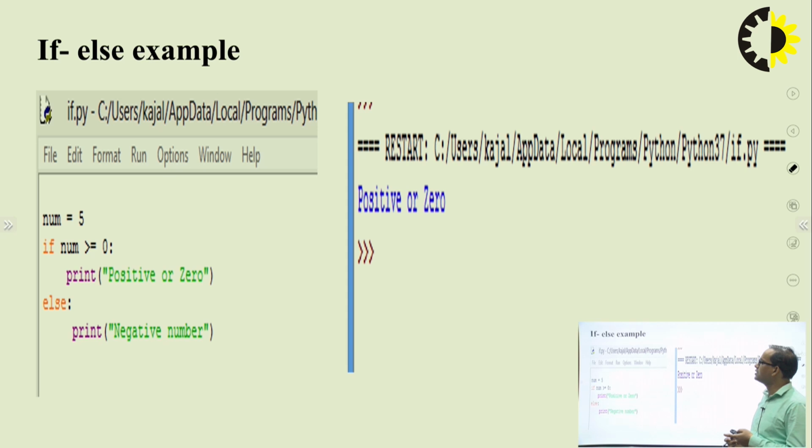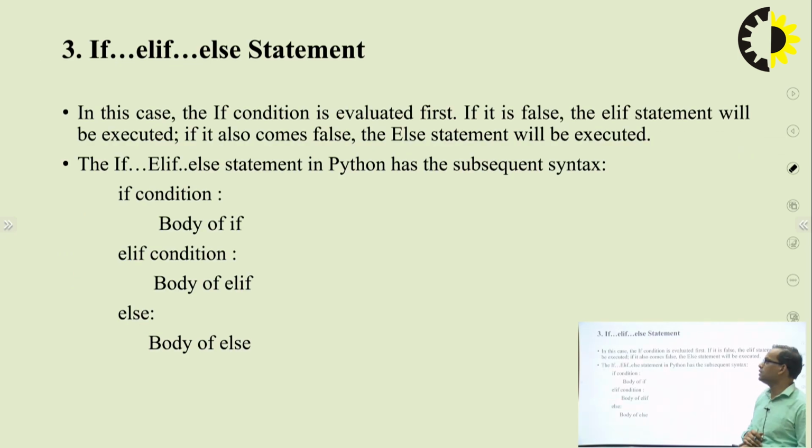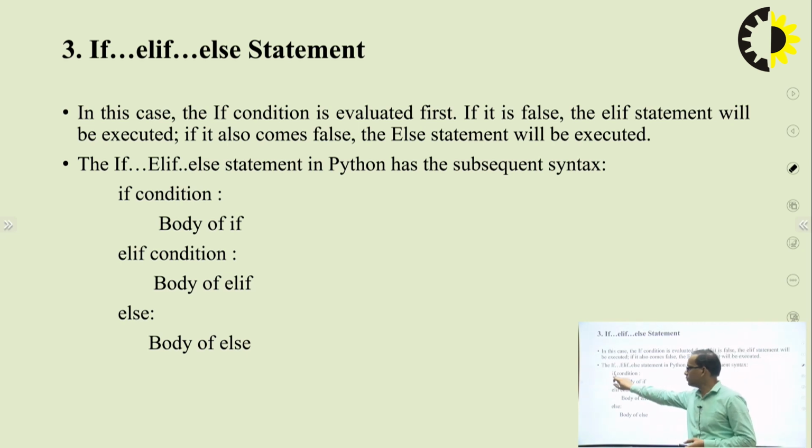Let's see the next conditional statement. The next conditional statement is the if elif else statement. This is also known as the if else if ladder. When we have to check multiple options, we use this conditional statement. The syntax is that at first the if keyword is used, then the condition, after that a colon, the body of if, then elif with its condition, the body of elif, and after that the else block and the body of else.